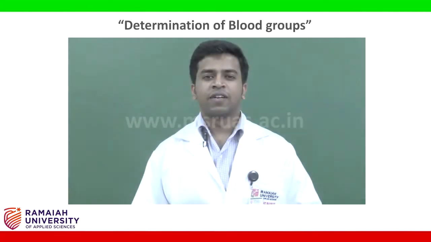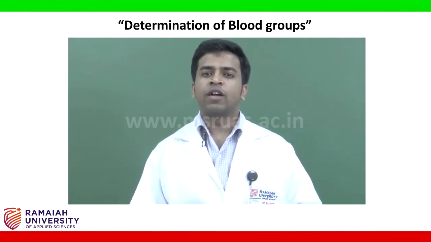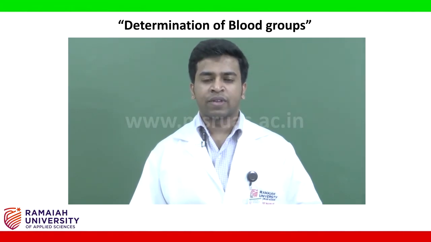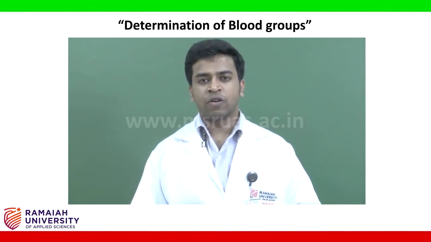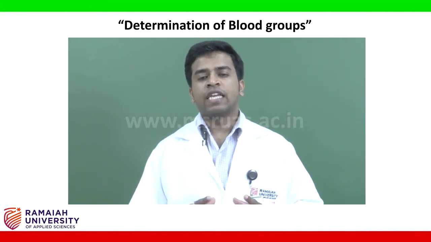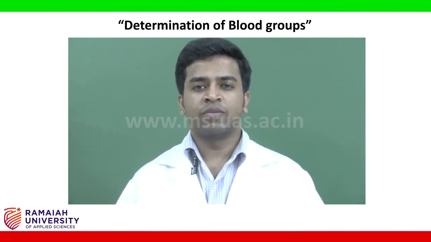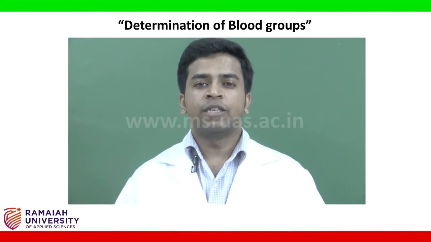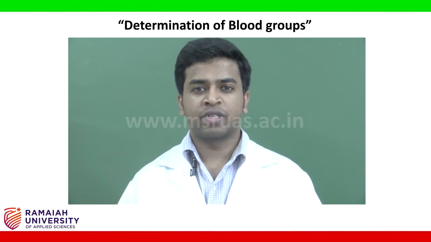Hi students, today we are going to study determination of blood group. The aim of this experiment is to determine the blood group of given blood sample. Blood transfusion is an essential life-saving process in all severe cases of traumas, injuries or even in case of severe anemias. Once there is more than 35% blood loss from the body, it will lead to severe physiological changes which may eventually lead to the death of the person.